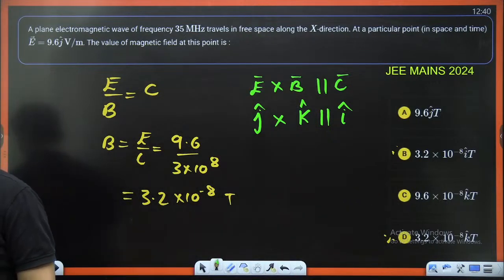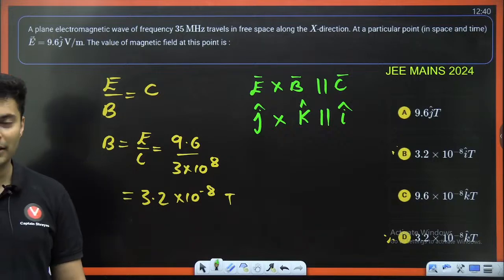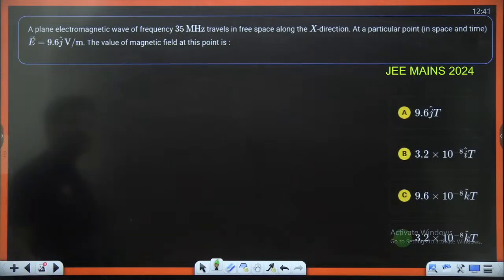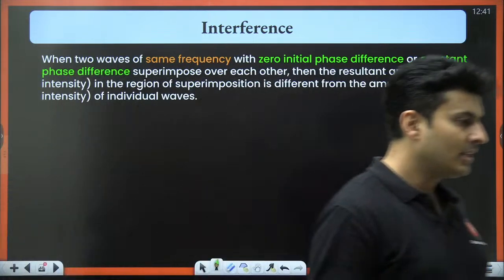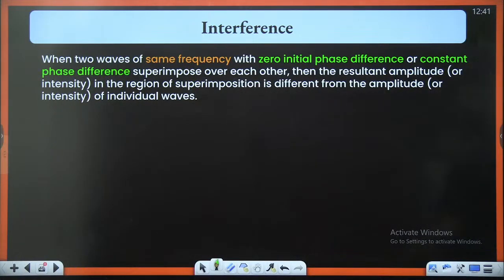Yeah, correct. Let's go on now to the next part. This is done here, I believe. Yeah, interference. Let's go to interference. Young's double slit experiment, beats, all those things.